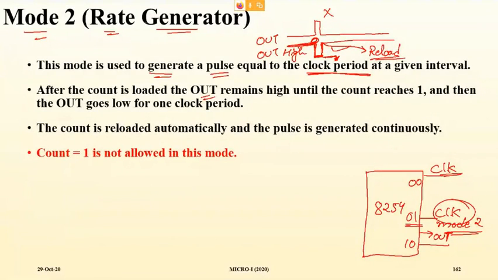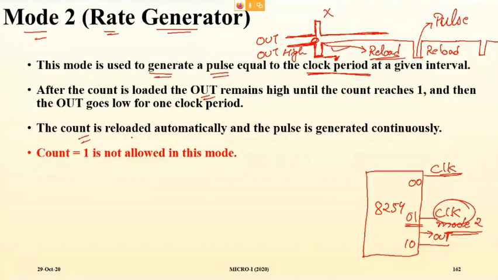So what will happen if the count is reloaded? Then again after a certain time you will get the next pulse, then again the count will be reloaded, okay. Then again after a certain time this will generate a pulse. So this is what we are calling the pulse, okay. In general, we assume pulse is going from low to high, but here in 8254, this pulse is representing when the signal goes from high to low.